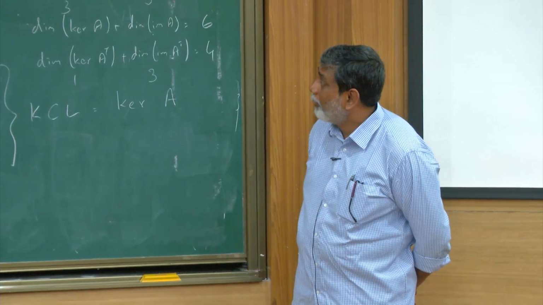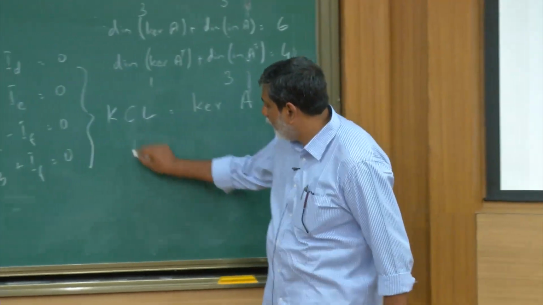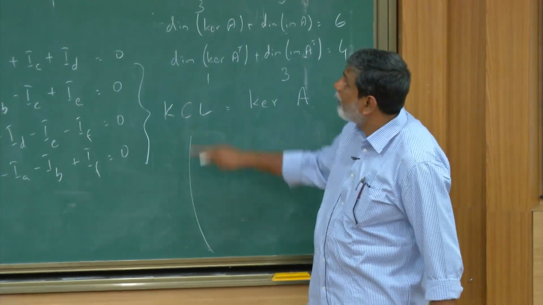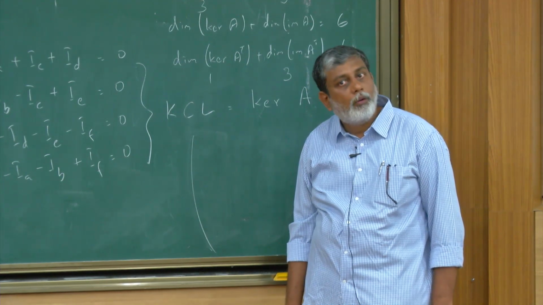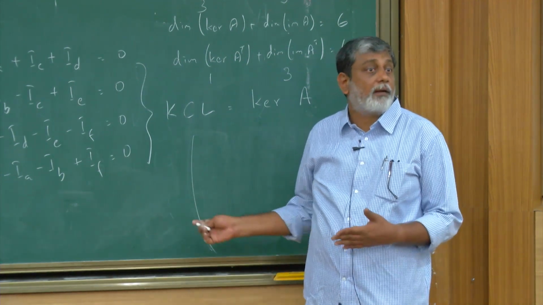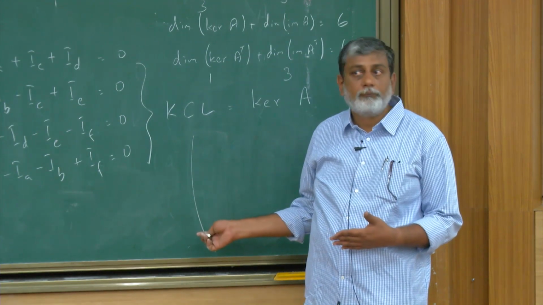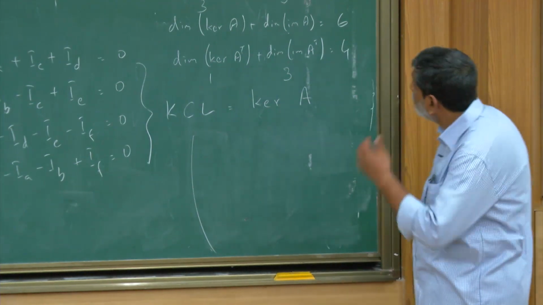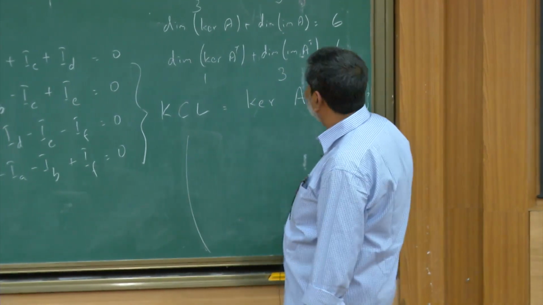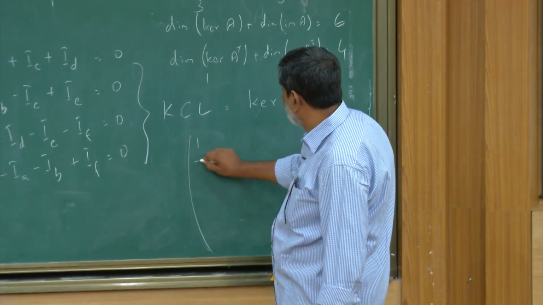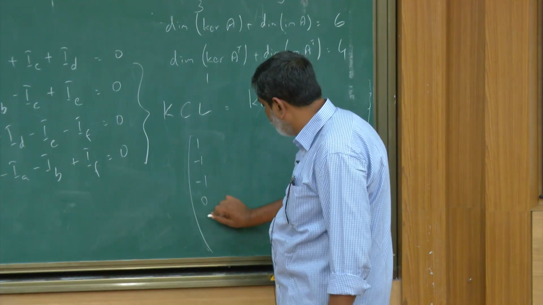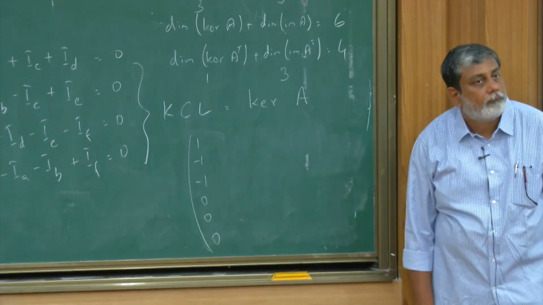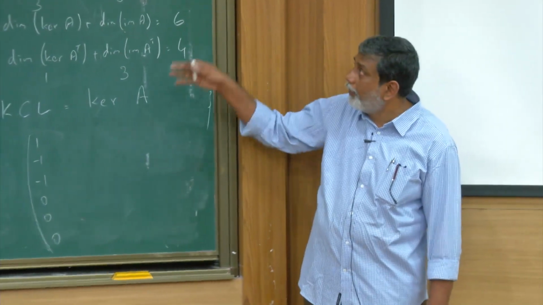Now, what would the basis have to do? The basis has to be vectors of size 6, such that when A acts on this thing, you get 0. So let me try and write out a basis. This is a vector, A acting on this vector is all zeros.